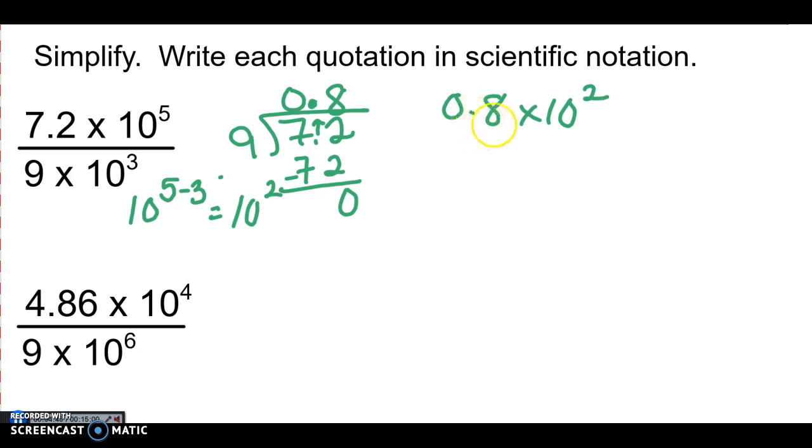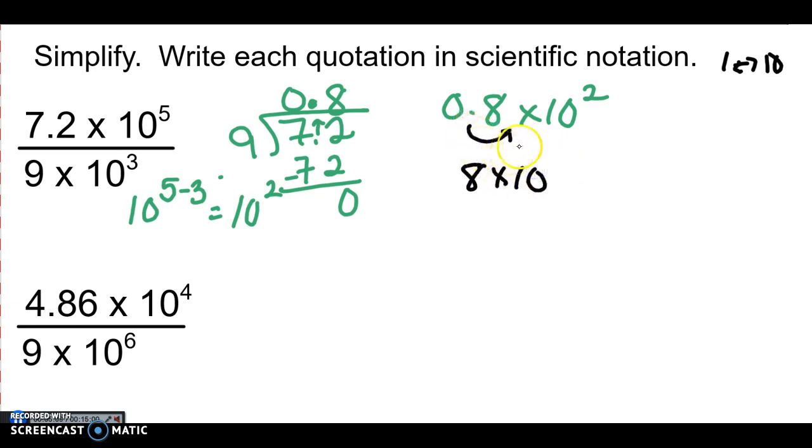And if you are wondering why, this decimal point cannot be in front of the number. Remember, my number has to be between 1 and 10. It has to be somewhere in there, and 0.8 is not in there. So I have to move this decimal point one place to the right. So I have 8 times 10.